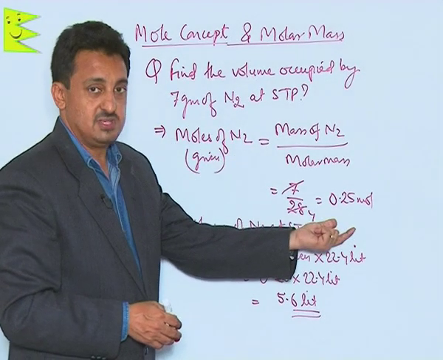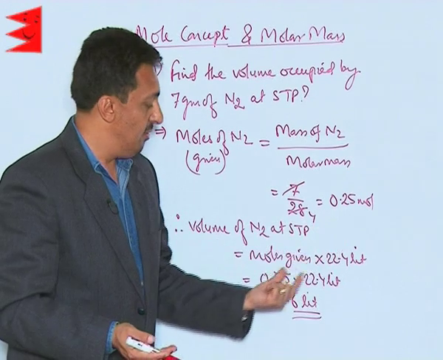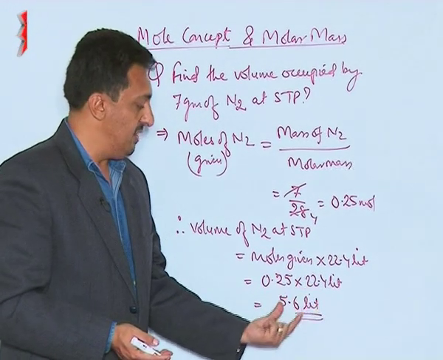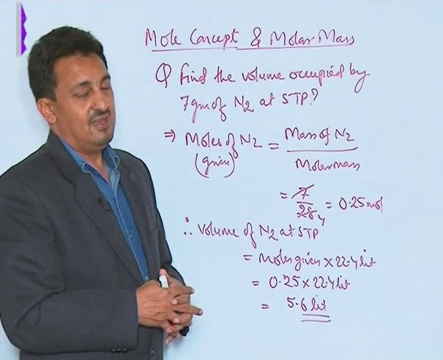So this is how, first what we have done is, from the mass we have converted it into the number of moles, and to find out the volume we have simply multiplied the moles by the volume. What we have got is the answer. So this is how these three things are interrelated.